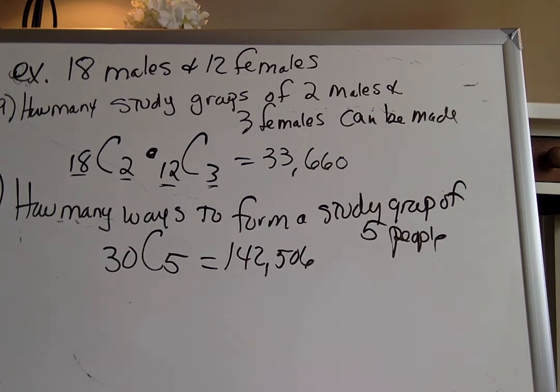Okay. I need to write part C very carefully because I know a lot of students get confused on the wording. So first, I'm just going to write my numbers down here so I can erase. And then just a group of 5 was 142,506. Okay.